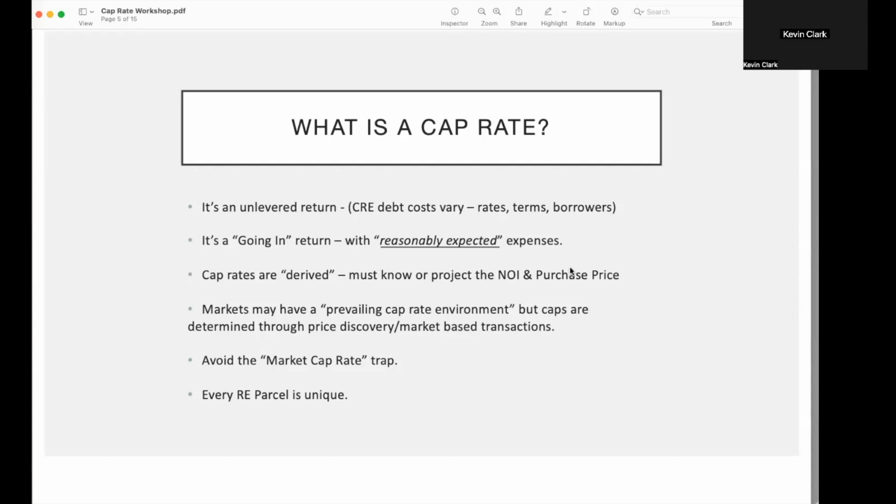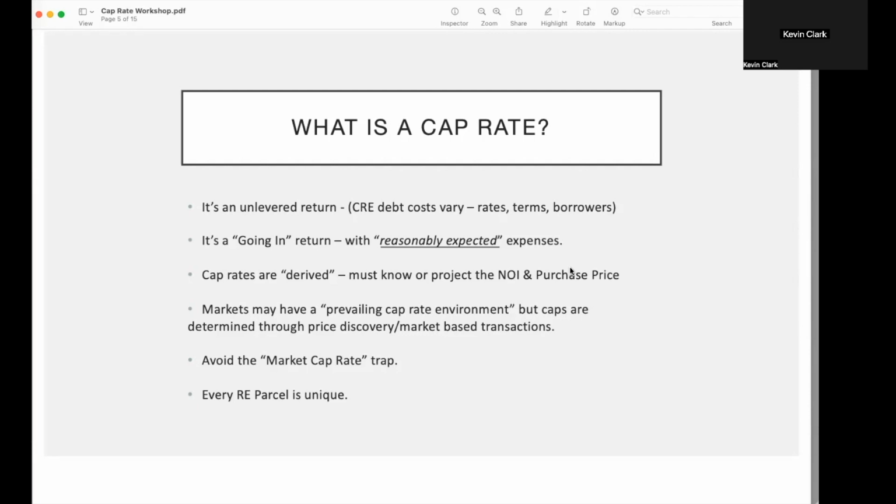Now, this is not to say that markets don't have prevailing cap rate environments. Of course they do. At any given time, multifamily in the Sun Belt is going to be trading at a market cap rate. What that means, though, is it's all of the combined transactions in that marketplace.